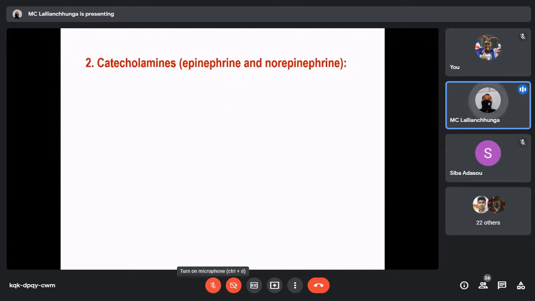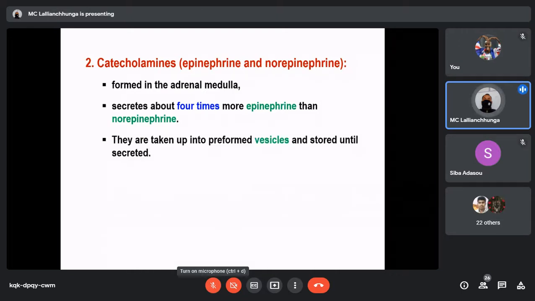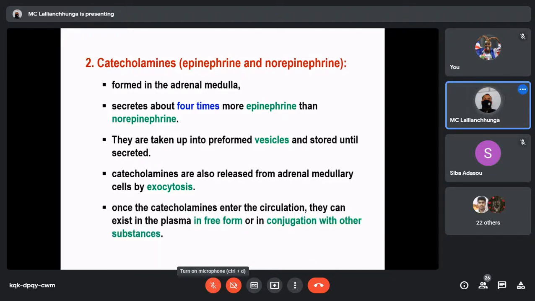So what about the synthesis of those catecholamines, epinephrine and norepinephrine, which are released from the adrenal medulla? We have almost finished. They are formed in the adrenal medulla, which, you already know, secretes about 4 times more epinephrine than norepinephrine. They are taken up into preformed vesicles and stored until secreted, and just like the protein hormones, they are also released by the process of exocytosis. All these things we have already discussed.